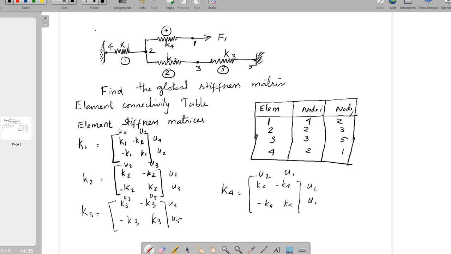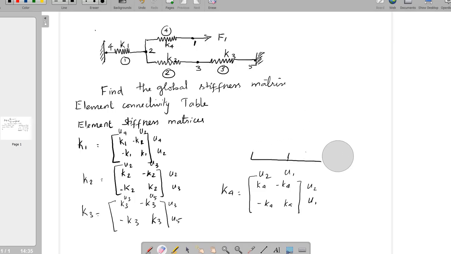So if you want to arrange it globally, you can formulate. So I am going to rub this element connectivity table and I am going to write here itself, because we have to note the value of U2, U4 and we should take to the global stiffness matrix. So the global stiffness matrix K is equal to, your matrix should include U1, U2, U3, U4 and U5.